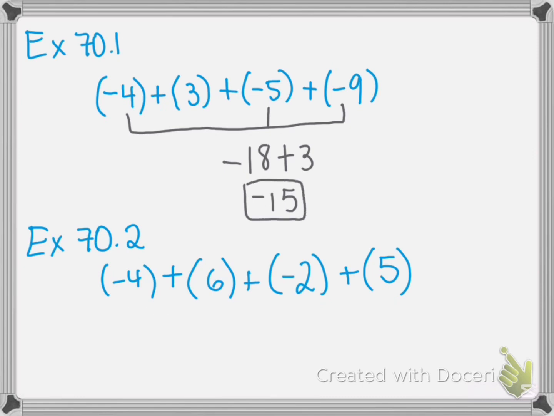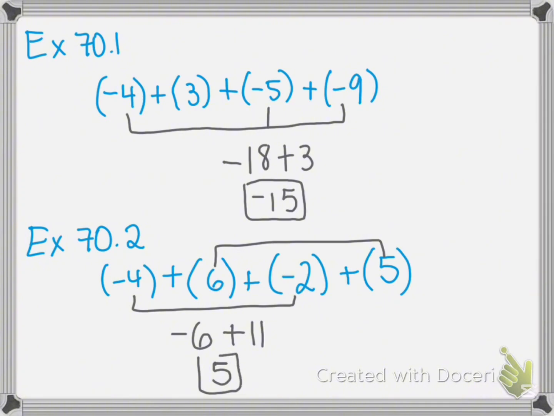That's our answer. So let's look at this other one. We have negative 4 minus 2. And then we have 6 plus 5. Again, just think about them. Just think about putting positives with positives and negatives with negatives. So negative 4 minus 2, we add them and keep the sign. 6 plus 5, we add them and keep the sign. And now that we have a positive and a negative, we subtract them. 11 minus 6 is 5, and we keep the sign of the biggest number, which in this case is positive. And that's it.